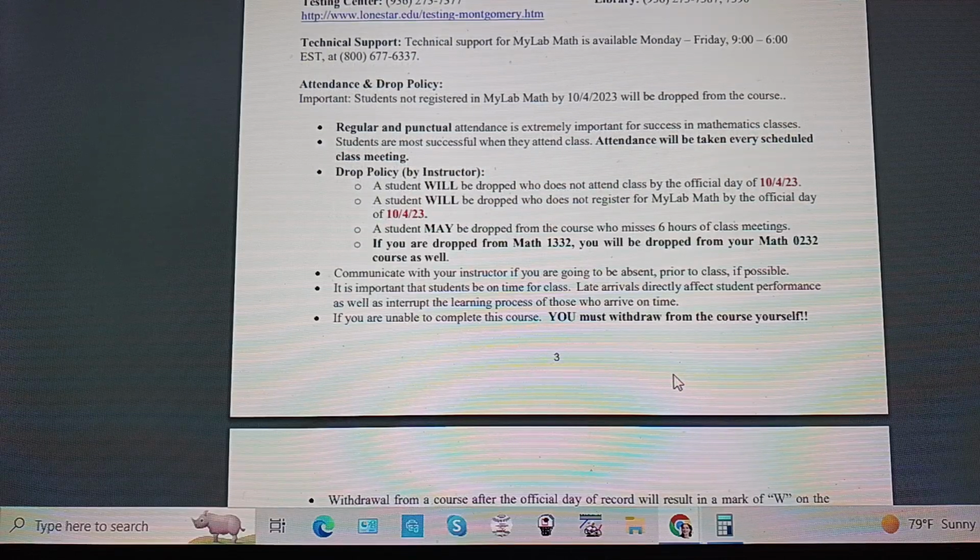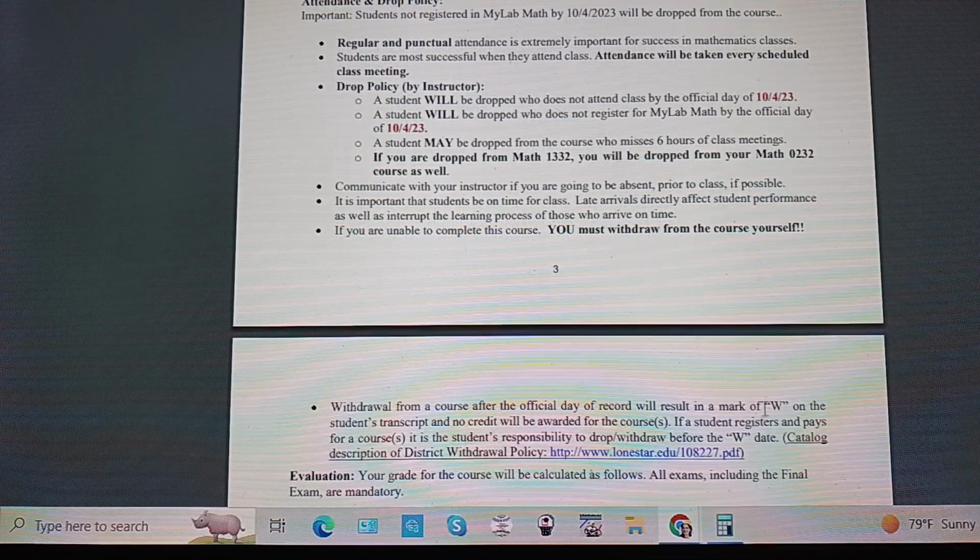So after October 4th, if you want to drop the class, you can drop yourself. I typically don't drop people unless they're just not active early in the semester. So if you have a bad grade and you don't want to get an A, B, C, D, or F at the end of the semester, then you have to drop yourself from the course. Just either go in person to the registrar's office or go online to the lonestar.edu website. There's a form you fill out. And then they'll drop you and you'll get a W instead of a B, C, D, or F.